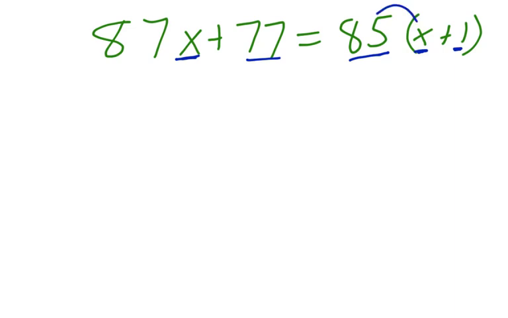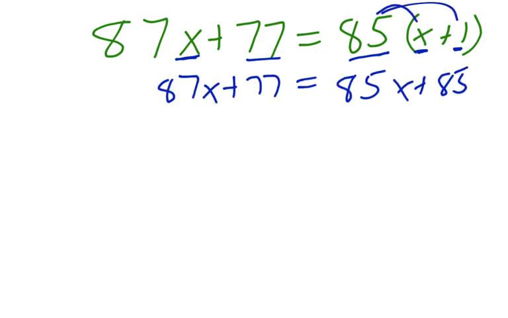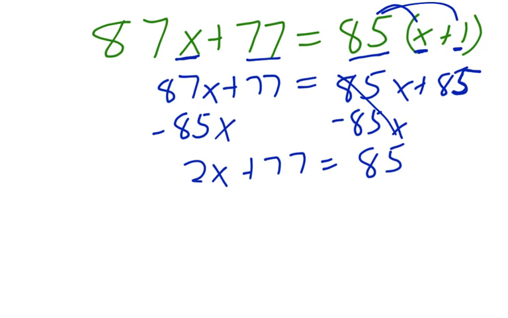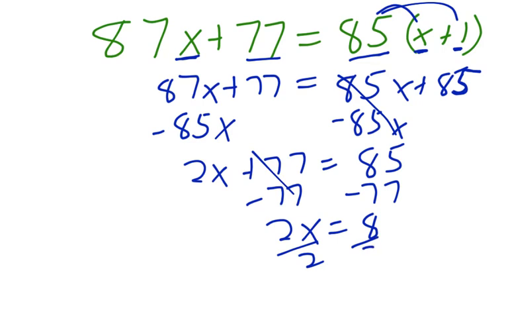So I'm going to distribute, and we get 87x plus 77 equals 85x plus 85. And now just combine inverse operations to solve for x. And we get 2x plus 77 equals 85. Then 2x equals 8. And then x equals 4.